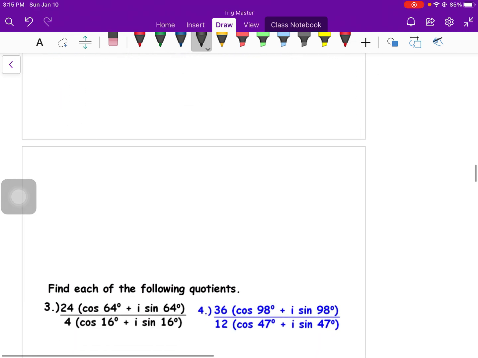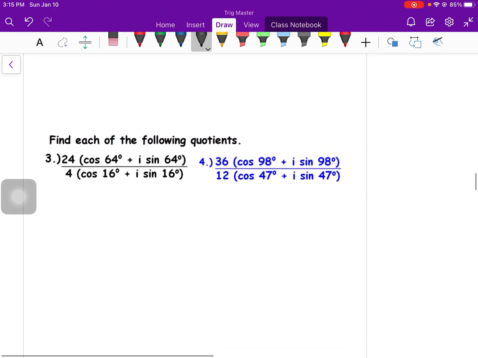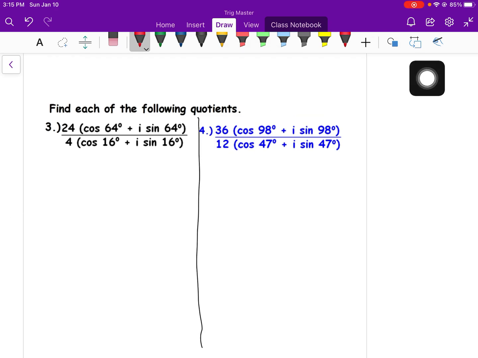It's not too bad going that way. With division, I can see where there might be a little bit more hesitation, a little more confusion, just because it's a little bit more distracting, I guess. To start, just ignore all the cosine sine business. Okay, 24 divided by 4, that's 6. So I'm just going to put 6 right away.